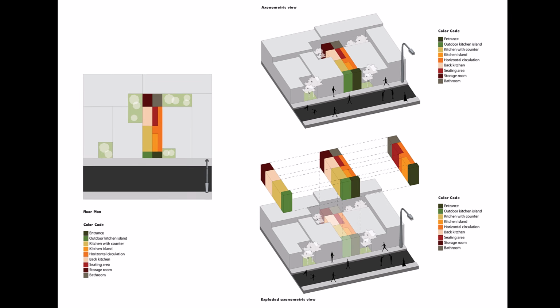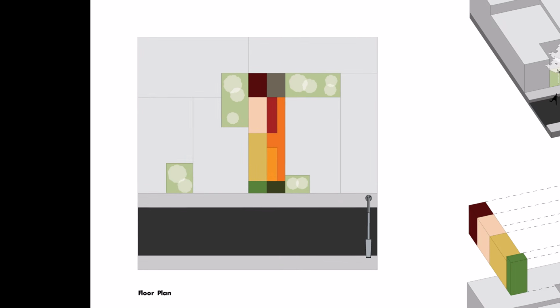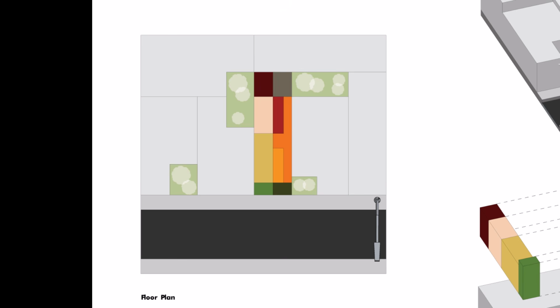Now we can move on to defining the program of the space. At this point, we already have a few parameters that guide the layout. The most important one is the longitudinal organization of the building. Because the site is so narrow, we divide the interior into 2 main sides.